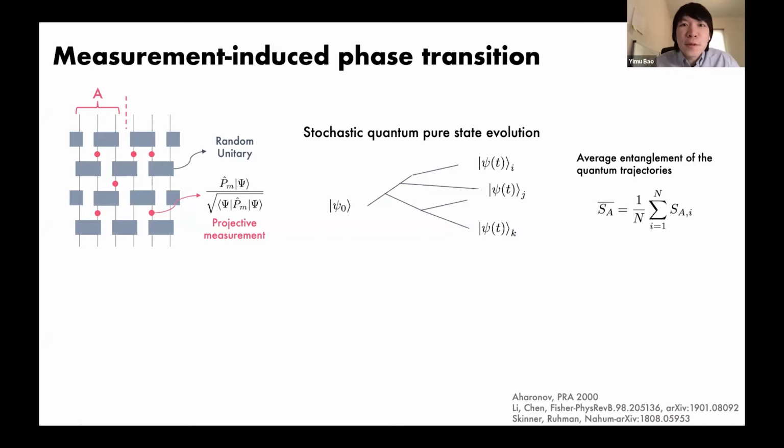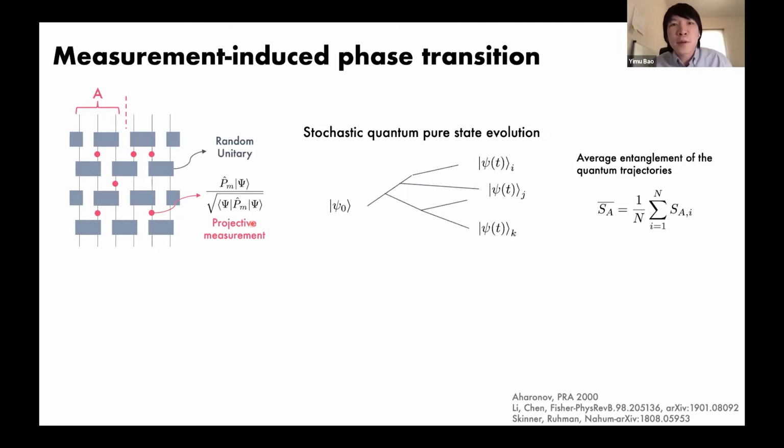The measurement-induced phase transition has been studied quite extensively in the past 2 years. This phase transition concerns the setup given on the left. We consider a random quantum circuit made of random unitaries interspersed by measurement in every space and time. The projective measurement occurs at a finite measurement rate p, and we consider the system starting from an initial pure state. This measurement defines an ensemble of quantum trajectories, which describe this stochastic pure state evolution.